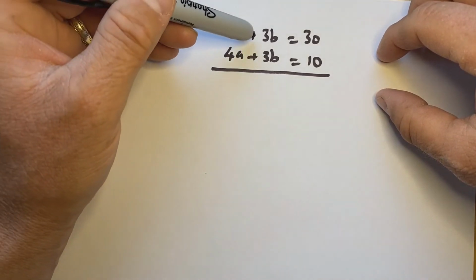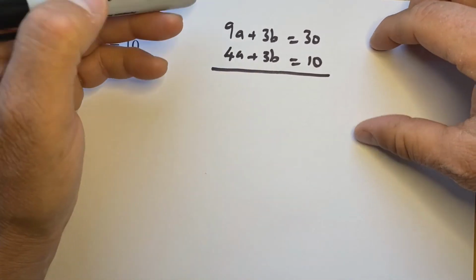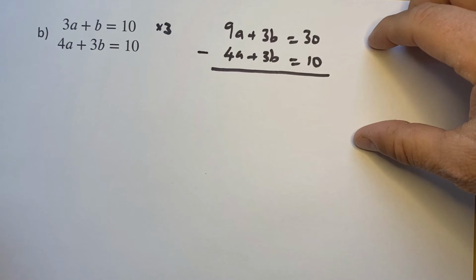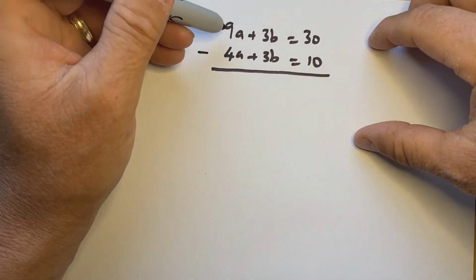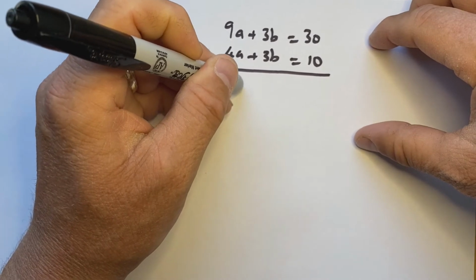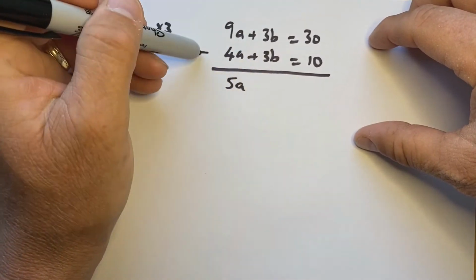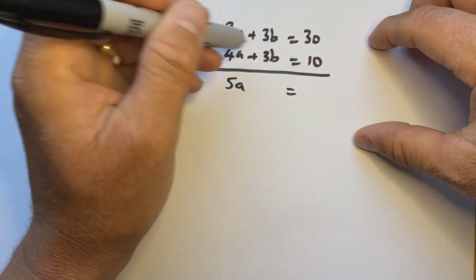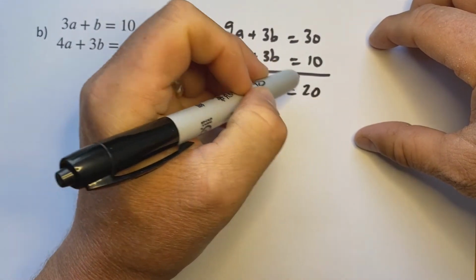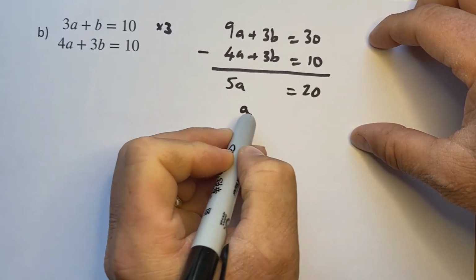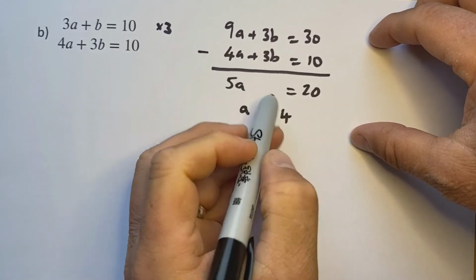Now here we've got 3b and another positive 3b, so as in previous lessons, if we subtract them, the 3b's will disappear. 9a take 4a, on the other hand, is 5a. As I've said, 3b take 3b, gone. And 30 take the 10, 20. Now if I go through my 5 times table, a works out to be 4.